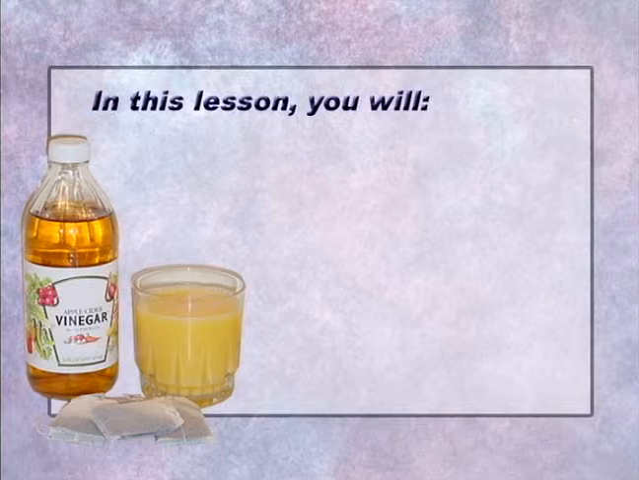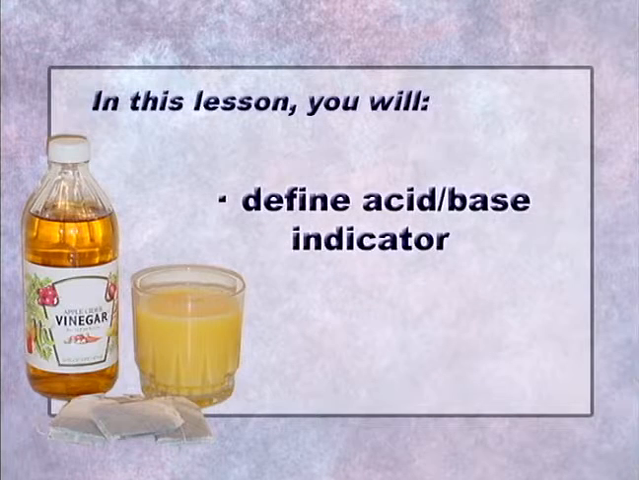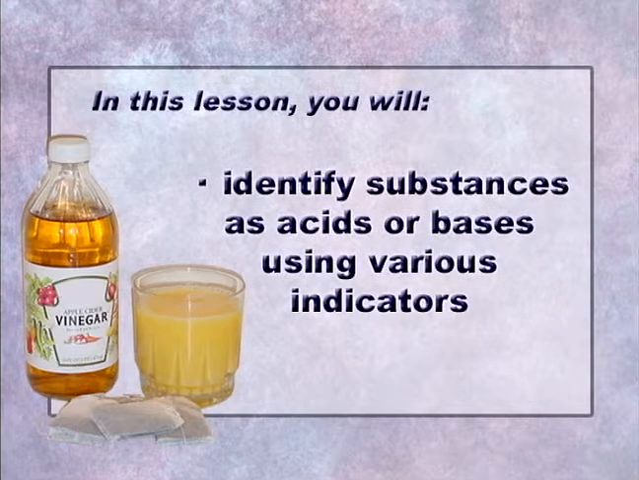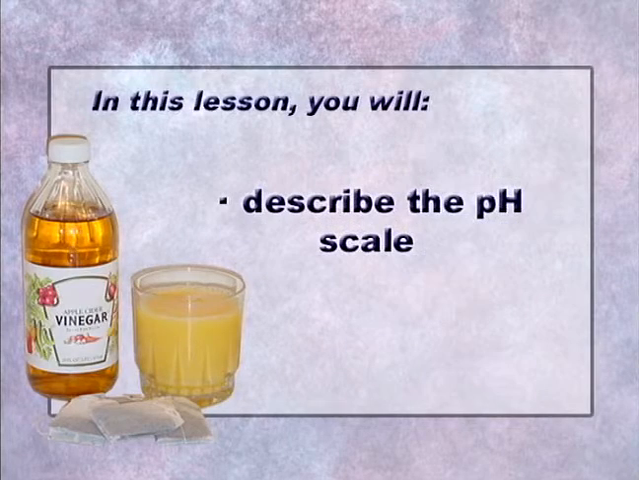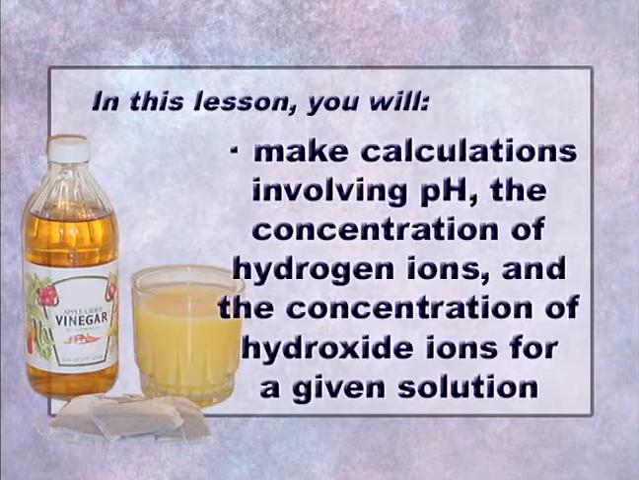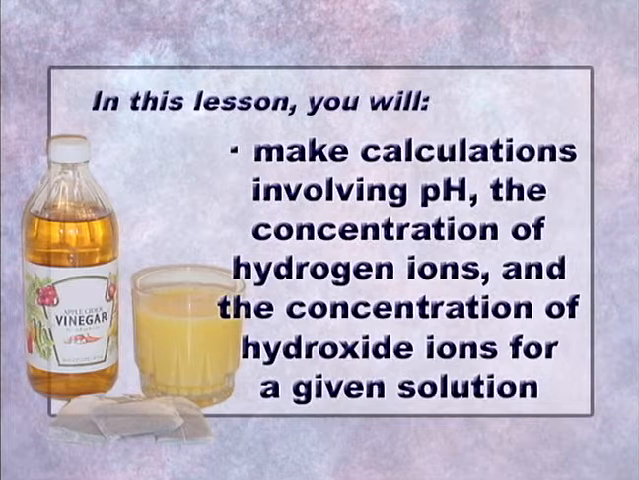In this lesson, you will define acid-base indicator, identify substances as acids or bases using various indicators, describe the pH scale, and make calculations involving pH, the concentration of hydrogen ions, and the concentration of hydroxide ions for a given solution.